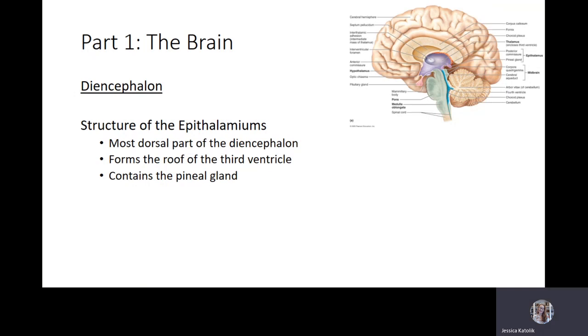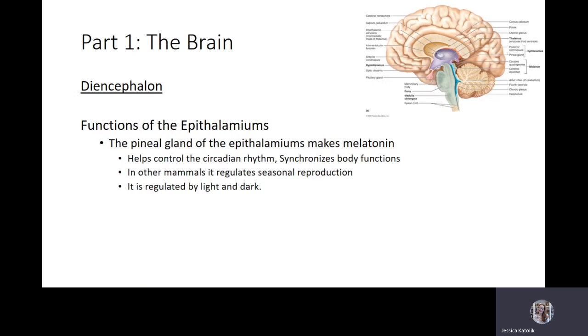Then we have the epithalamus. The epithalamus is going to be the dorsal part of the diencephalon, and it's going to form the roof of the third ventricle. And one of the primary structures in the epithalamus is the pineal gland. The pineal gland is responsible for making melatonin, and melatonin is going to help control our circadian rhythm.